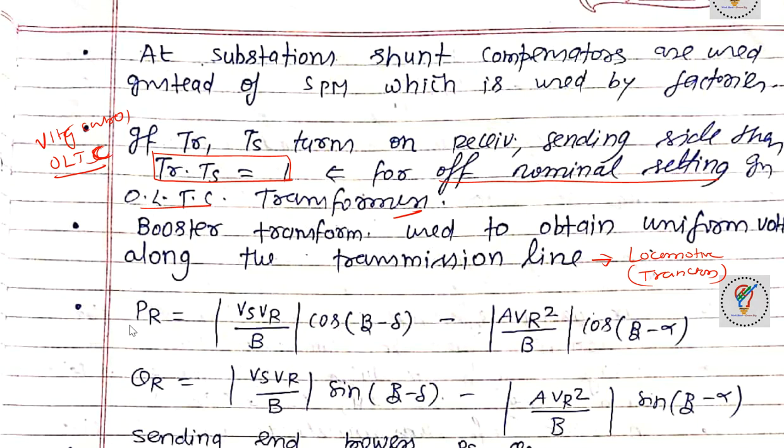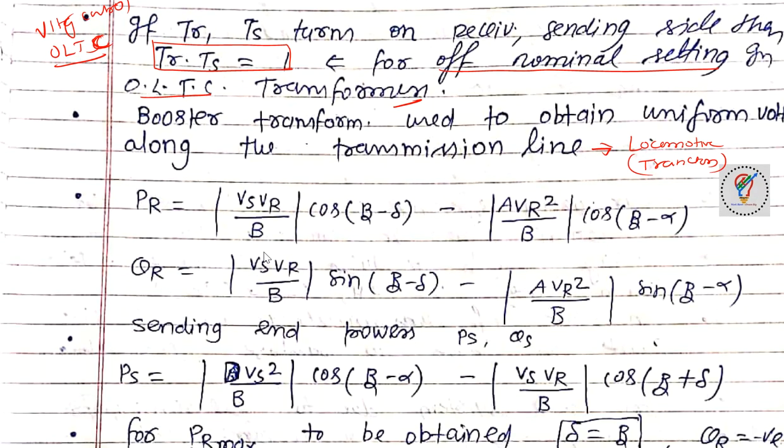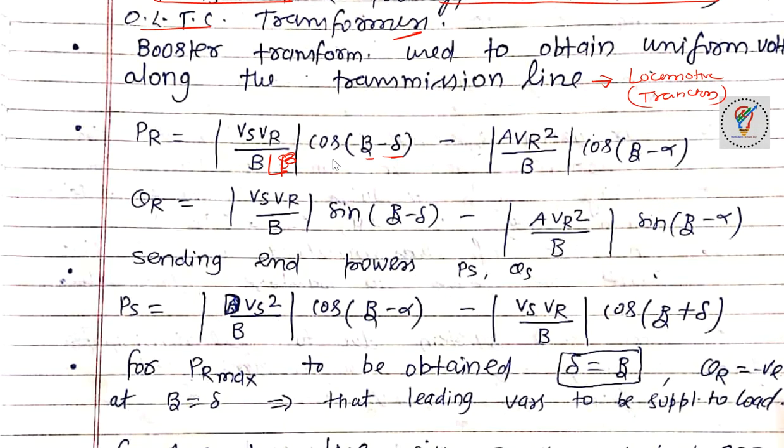Next one, the PR. PR is equal to VS VR by B into cos(beta minus delta), where B is the transmission line reactance having an angle beta, and the angle between the sending end voltage VS and the receiving voltage VR is delta, minus A VR square by B into cos(beta minus alpha). QR, similarly, has a constant term and a sine term. That's it. So the sending end powers are PS and QS. PS is just the reciprocal of this one.